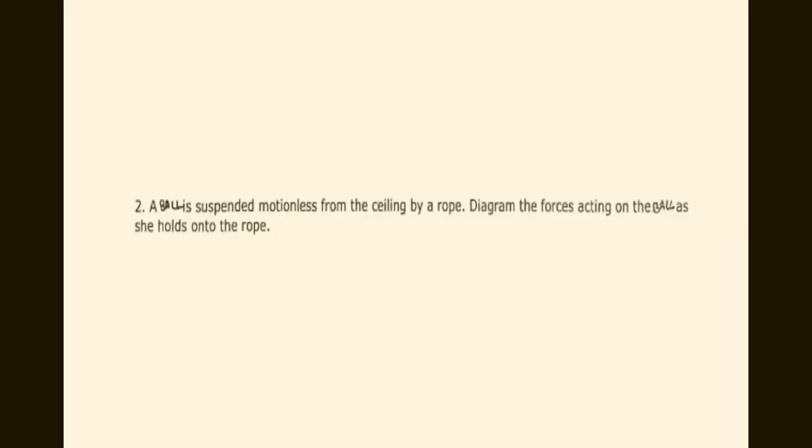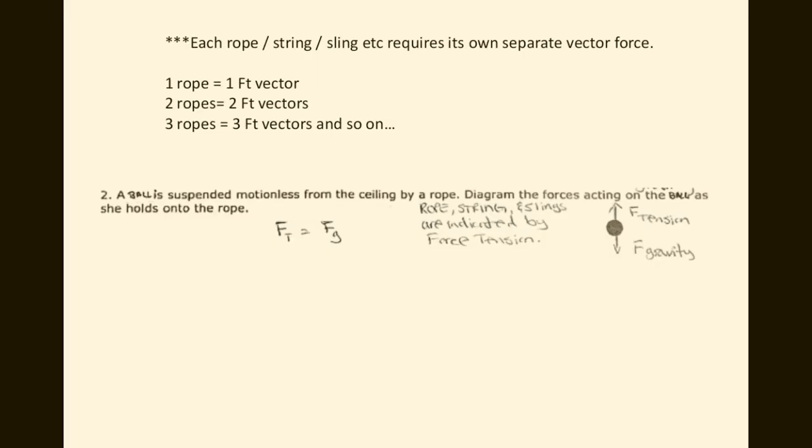All right, moving on to example number 2. A ball is suspended, motionless, from a ceiling by a rope. Diagram the forces acting on the ball. So this is a disco ball being discussed. And what we've got now is that the disco ball is not making contact with any surface. So we no longer have a straight line underneath it. Fg is always present, going straight down from the object.